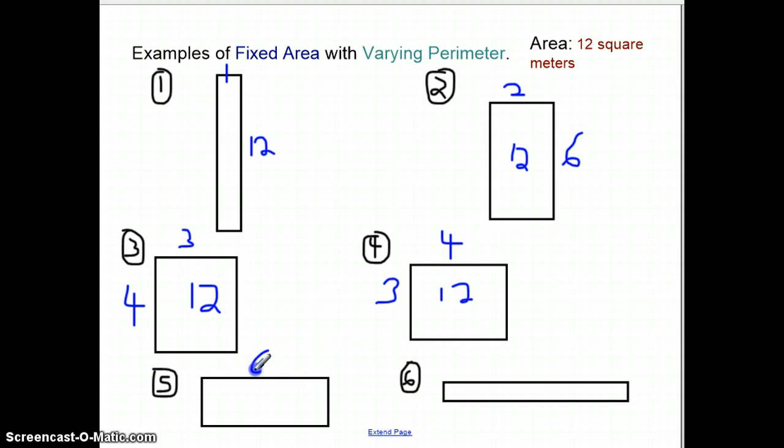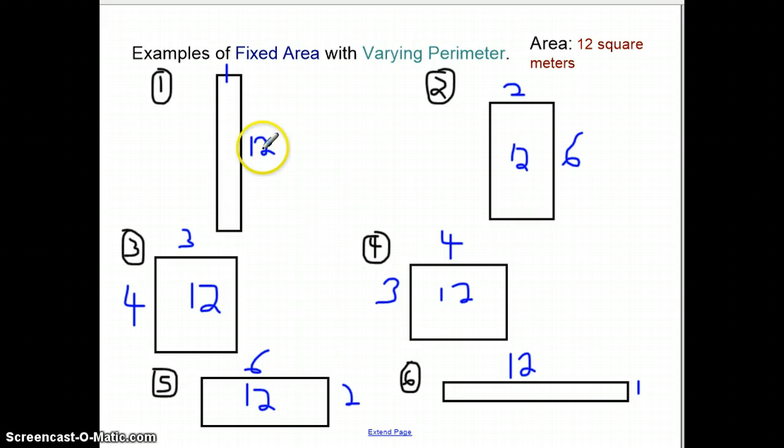There's 6 times 2, which equals also 12. I'm just putting the area in here. There will be dimensions that should go with these. I'm just doing this really quick. And then there's 12 times 1. So looking at all 6 different figures, you see that they all equal 12 in the area.